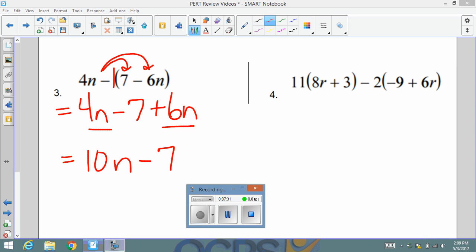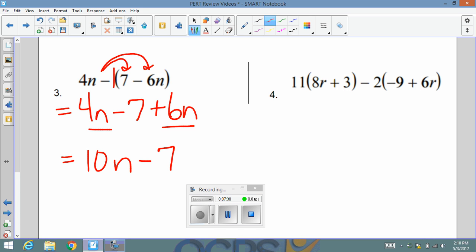Our final problem for today, for this video, number 4. Hopefully you're looking at number 4 and you're seeing 2 sets of parentheses here. So I've got a set of parentheses here and here. That means I need to distribute twice. And again, I know that because these numbers are right up next to the parentheses. The 11 is right up next to the parentheses. The negative 2 is right up next to the parentheses. There's no operation sign between them like there was on number 3, where the subtraction sign was in between.